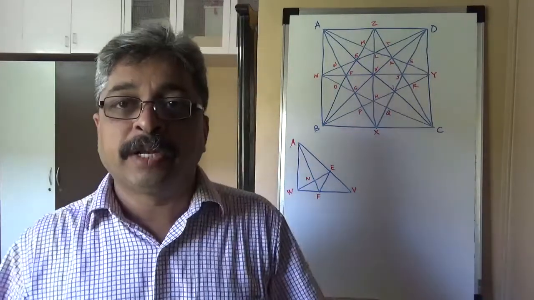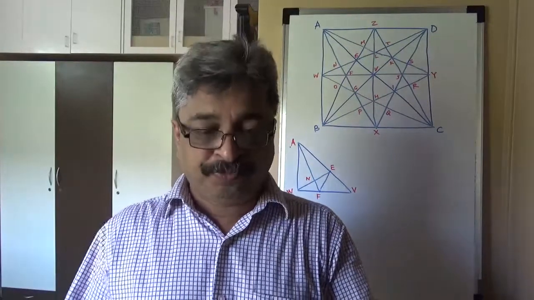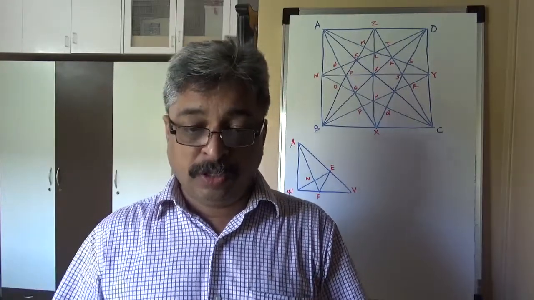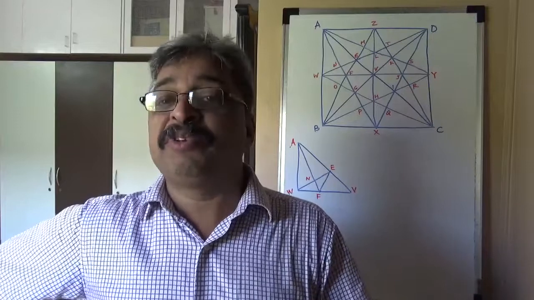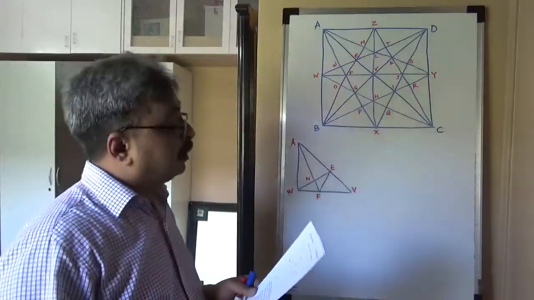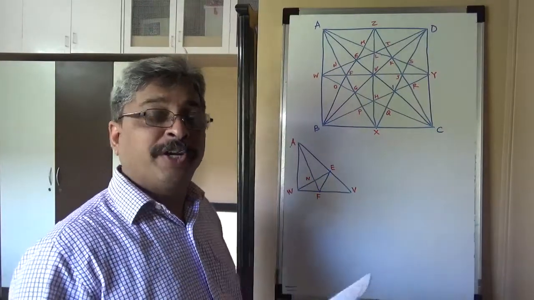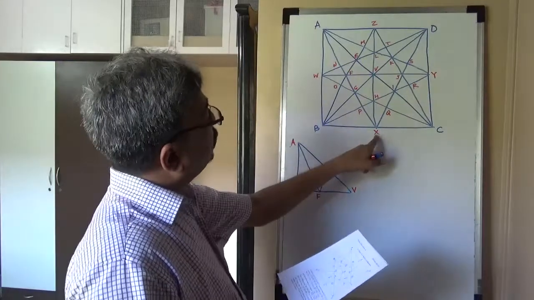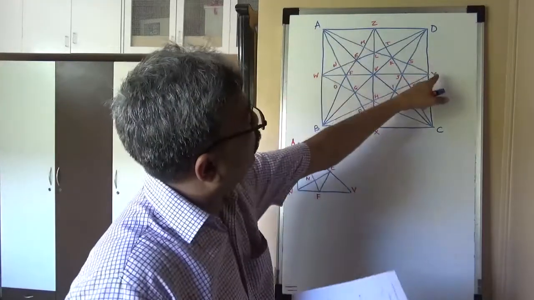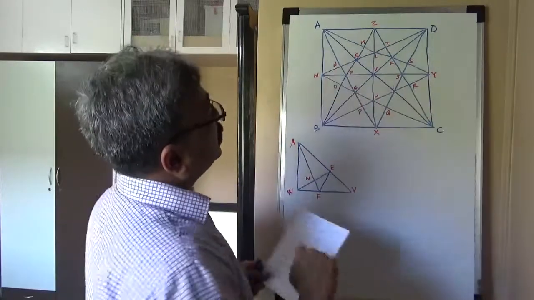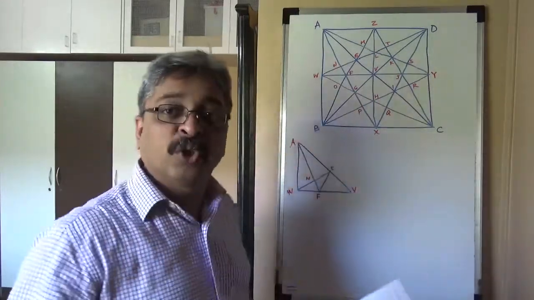Okay, welcome to lecture number 41. In lecture 41, there is only one problem that we are supposed to solve. The problem statement is: 25 points in a square configuration, and you can see in the diagram that we have joined almost every possible line segment. X, W, Z and Y are midpoints of the sides. ABCD is a square and the diagonals, everything is joined.